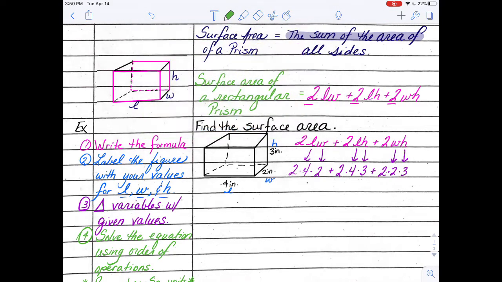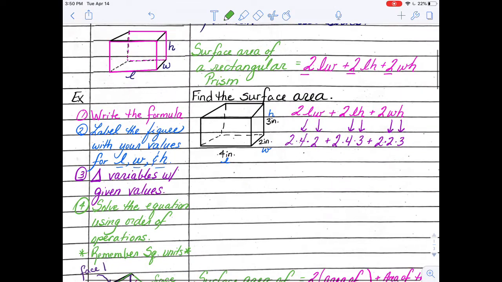Now we just go ahead and use our order of operations to solve. 2 times 4 times 2, well, that's 8 times 2. There's 16. 2 times 4 is 8, times 3 is 24. And then 2 times 2 is 4, times 3 is 12. Find the sum of all of those, add them together, and we get 52 square inches. And that's the surface area of our shape.